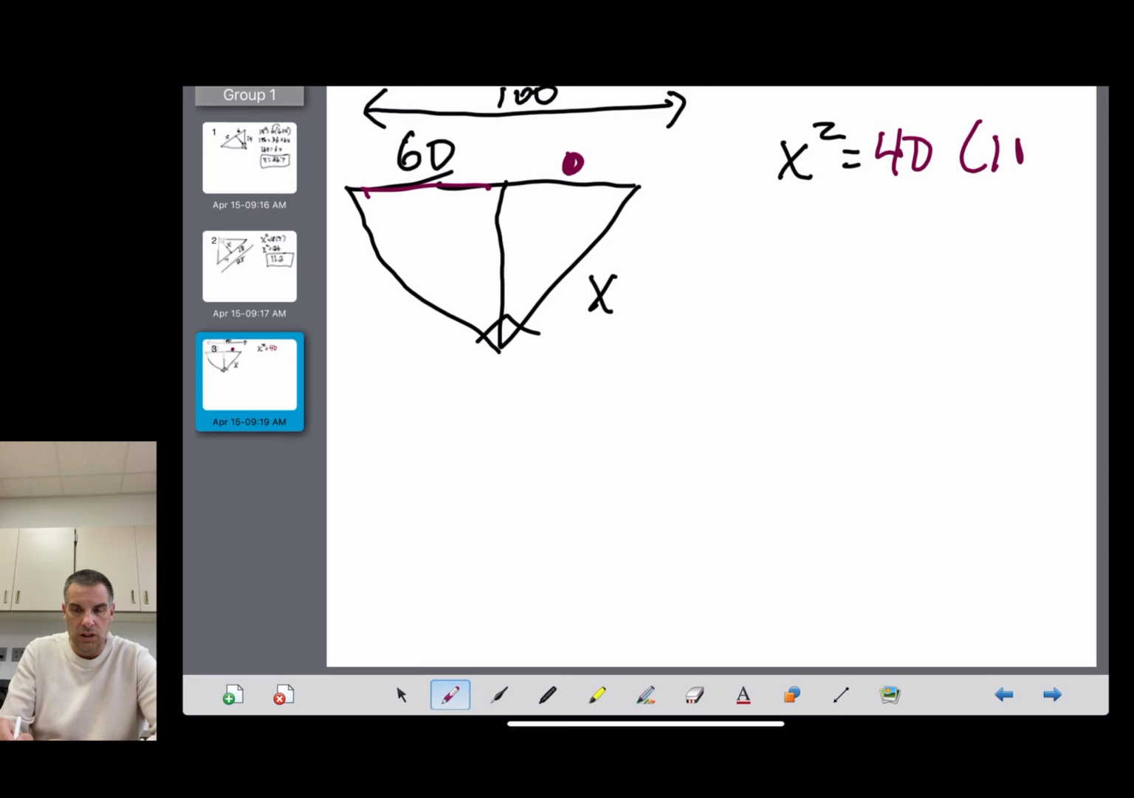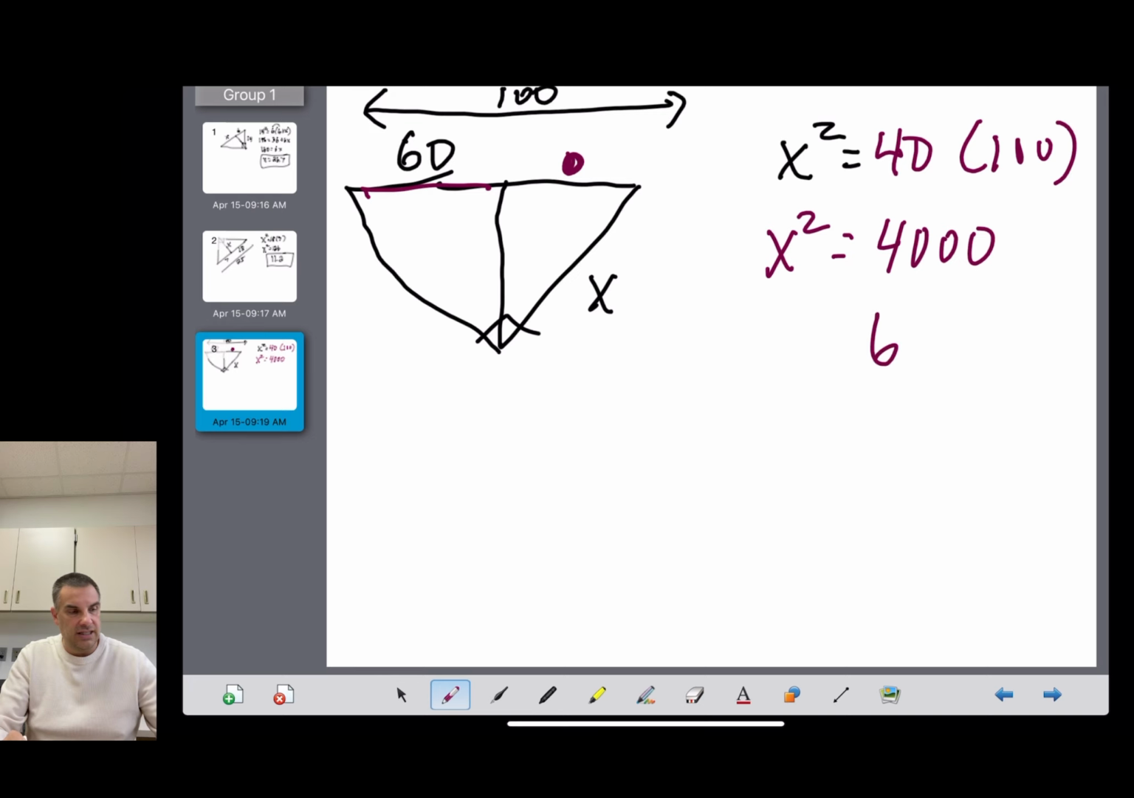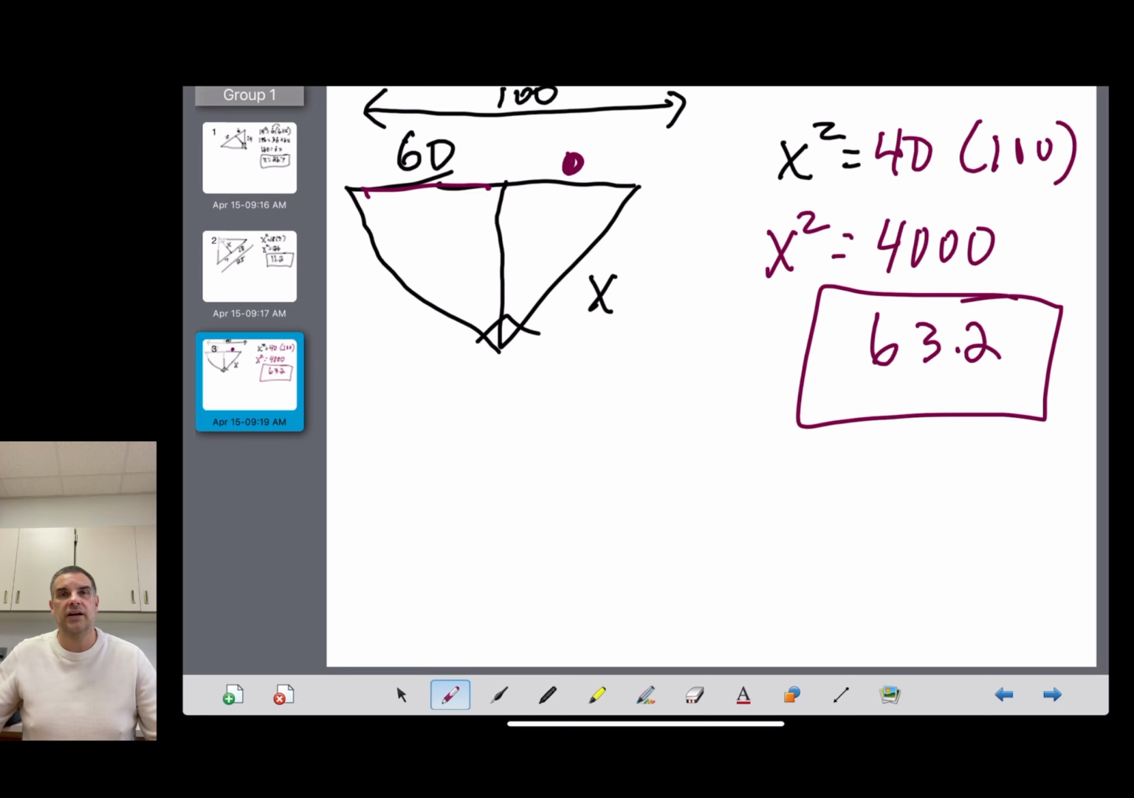The whole is 100. Leg squared is equal to part times whole. So x squared equals 40 times 100, which is 4,000. The square root of 4,000 is 63.2. So there's your value of x. Let's look at one more.